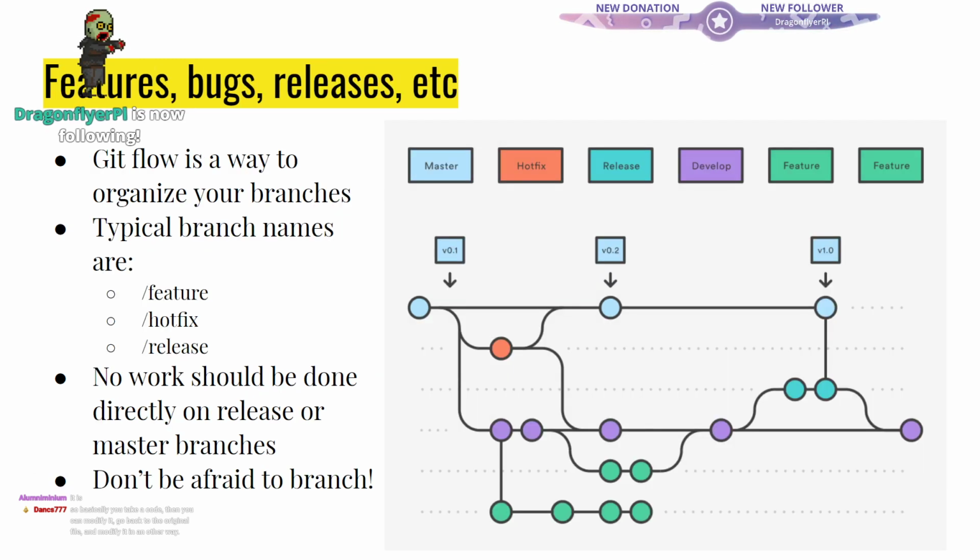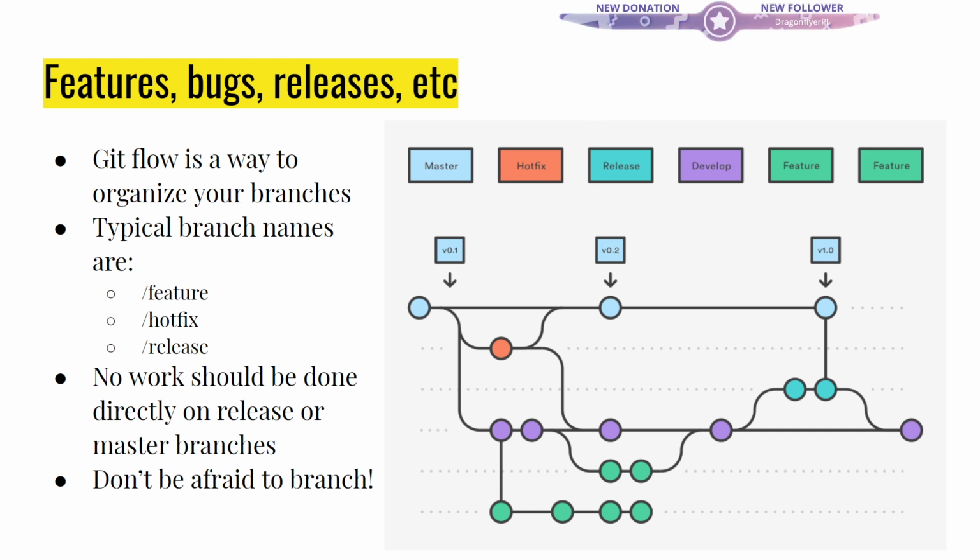Let's continue. Features, bugs, releases, etc. That's basically Git flow. Git flow is a way you organize your branches. You have different categories for branches, and a branch has a name. So a branch category could be something like feature, hotfix, release, and a point of interest here is that branch categories like /feature, /hotfix, /release will appear as if they were a folder.